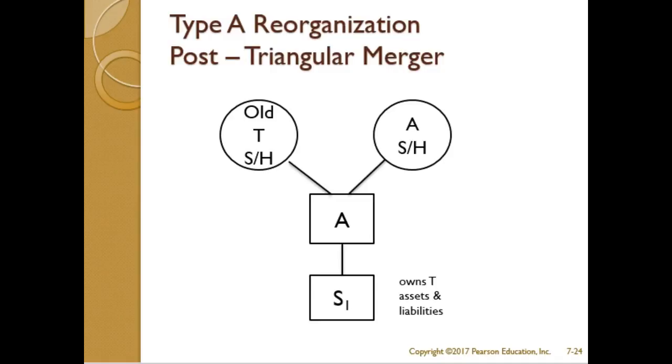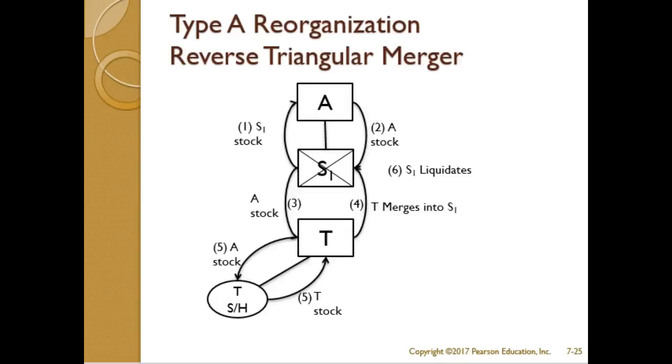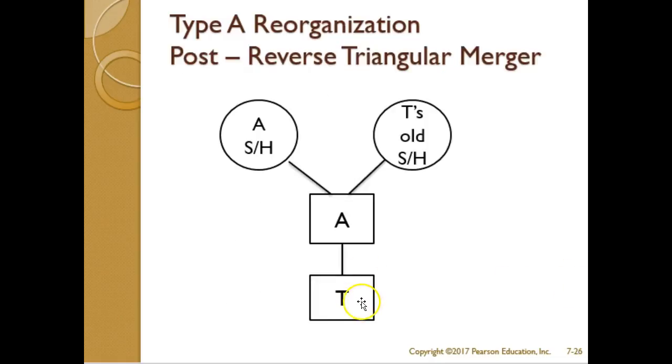So what that looks like is old target shareholders and new and existing A shareholders have shares in A, which is a parent of S1. Reverse triangular merger, we have the subsidiary merging into the target corporation, and what that looks like after is that the target corporation is now the subsidiary, and the subsidiary is dissolved. So same concepts as before.